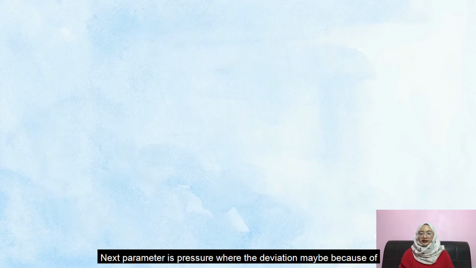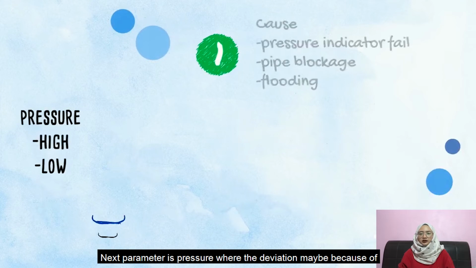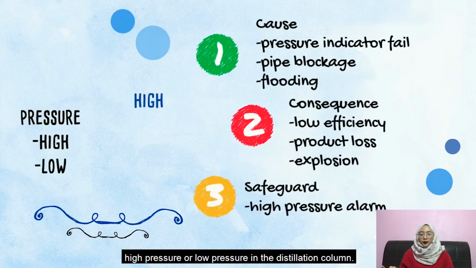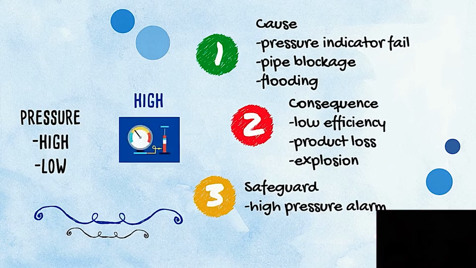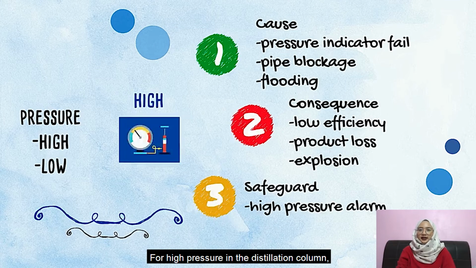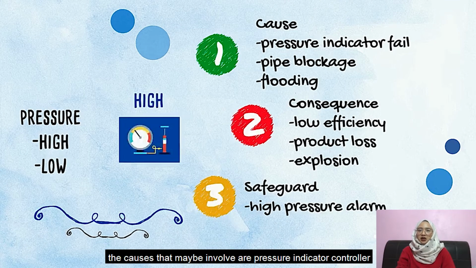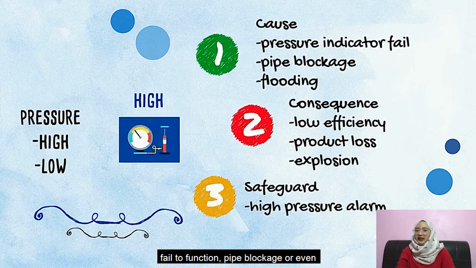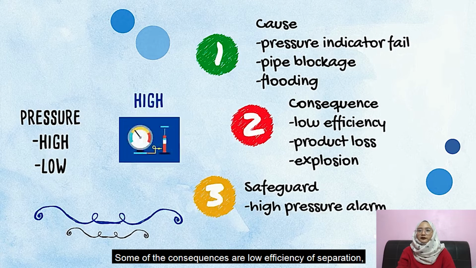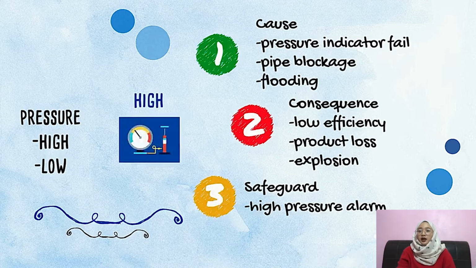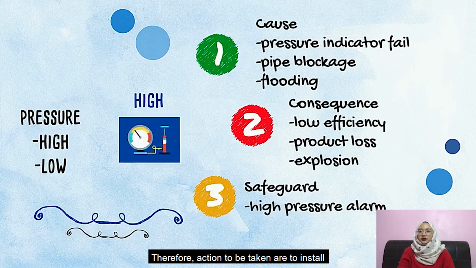Next parameter is pressure, where the deviation may be high pressure or low pressure in the distillation column. For high pressure in the distillation column, the causes that may be involved are the pressure indicator controller failing to function, pipe blockage, or even cladding in the distillation column. Some of the consequences are low efficiency of separation, rupture of the column and connecting pipe, product loss, or even explosion of the distillation column. Therefore, actions to be taken are to install a high pressure alarm or install a pressure relief valve.